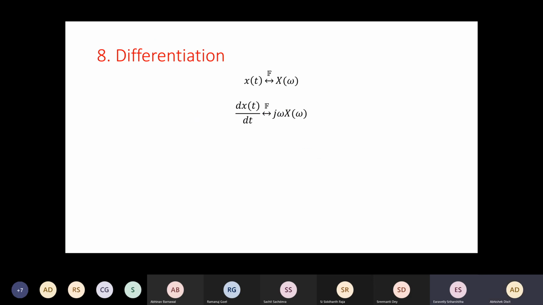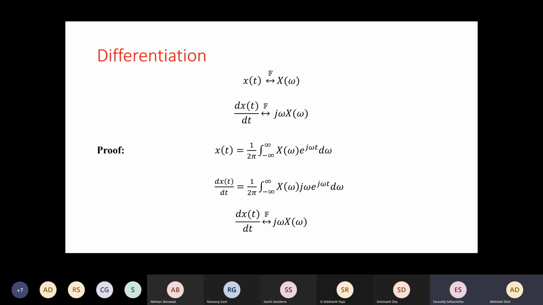Last two properties and then we are done. And these are rather easy properties. If x(t) has a transform X(omega), dx(t)/dt has transform j omega X(omega). Similar result as in Fourier series. The proof is also simple. You start with this signal, you differentiate this, and on differentiation you have j omega X(omega).